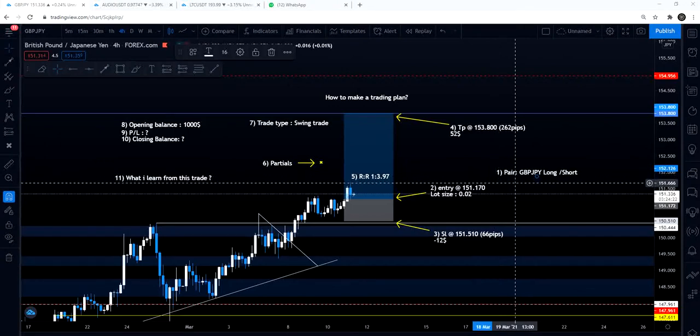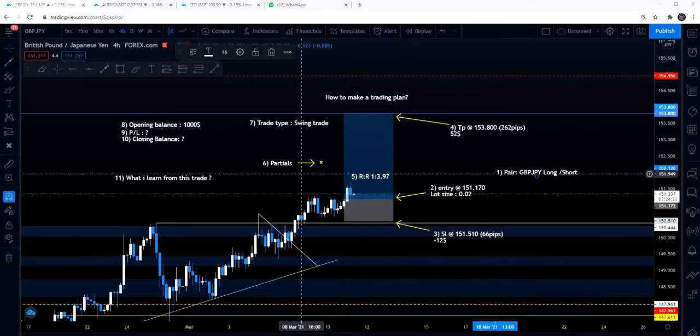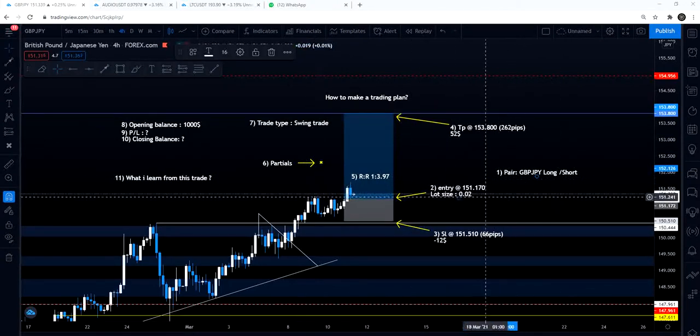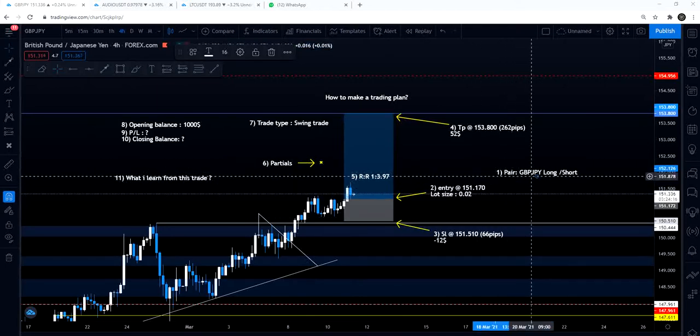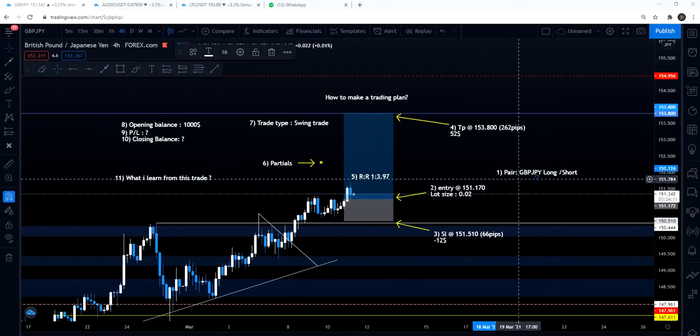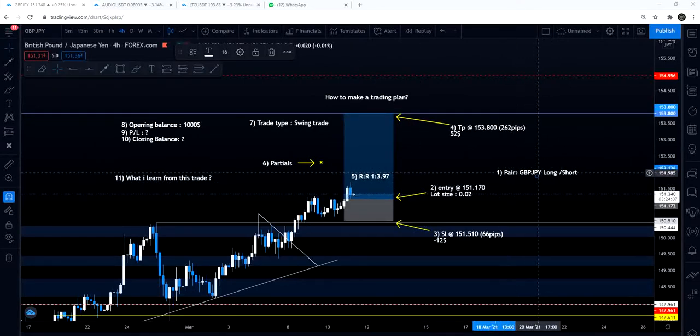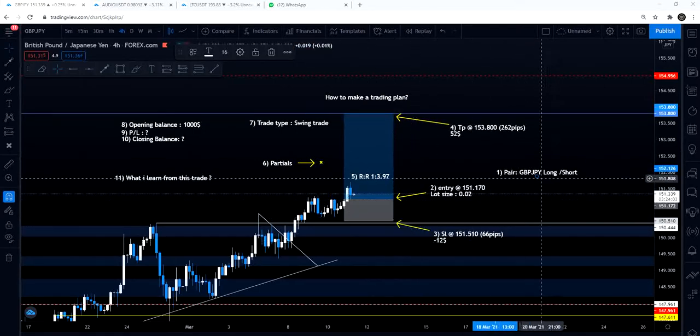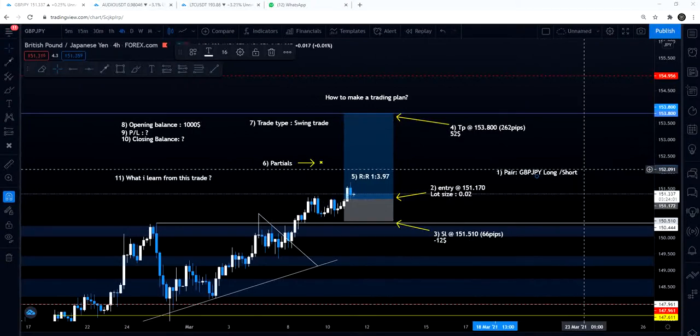The first point is pair, in which pair you are planning to trade. So here I have mentioned GBP JPY. I am doing a long, so in this section I will write GBP JPY long. If I am planning for a short trade, then I will write GBP JPY short.